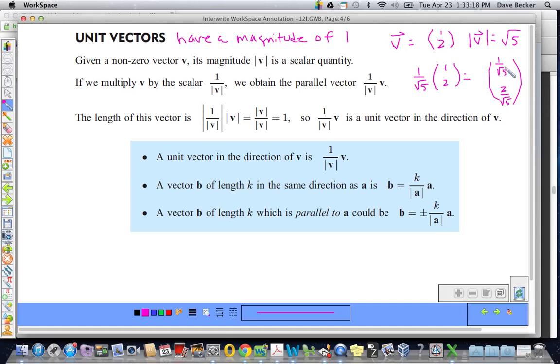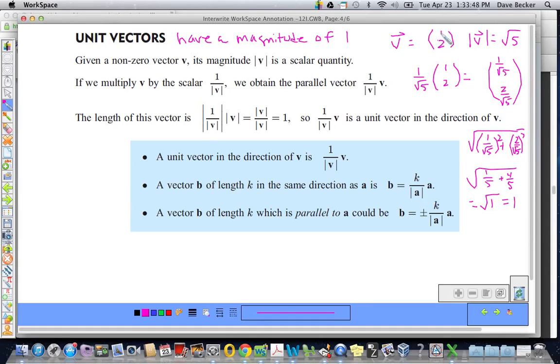Yes? And what is its magnitude? It's the square root of 1 over root 5 squared plus 2 over root 5 squared. Hopefully you're seeing what's happening. So this is the square root of 1/5 plus 4/5, which is the square root of 1, which is 1. So we have a unit vector in the direction of the vector v.